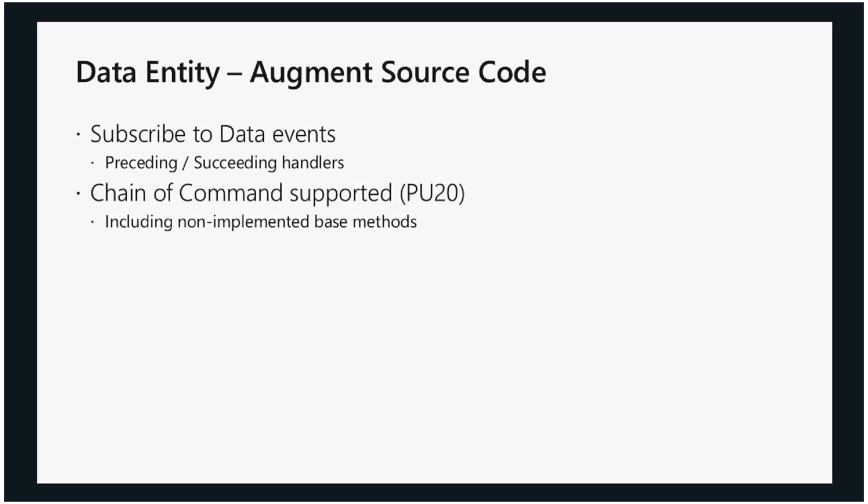Data entities provide a wide range of events, much like the underlying tables themselves. Subscribing to these events is identical to the process of subscribing to form and table events. Like the table events, these generally come in pairs, with a preceding event ending in "ing" and a succeeding event ending in "ed". Now, new with PU20 is the ability to write extension classes against data entities, and thus implement chain of command wrappers around data entity methods. Now, this can even include methods that are not implemented in the target data entity. So unimplemented base methods are possible to add via extensions.